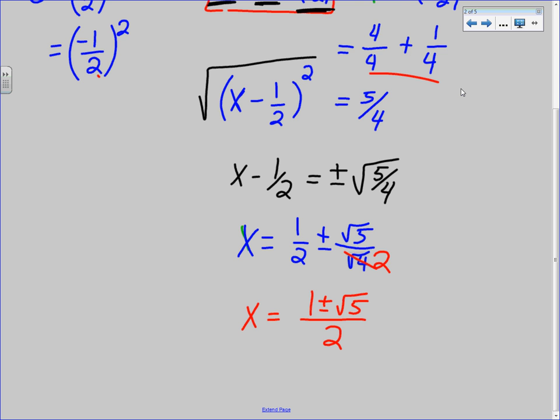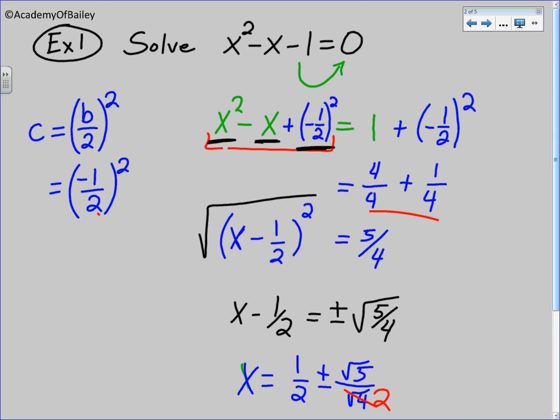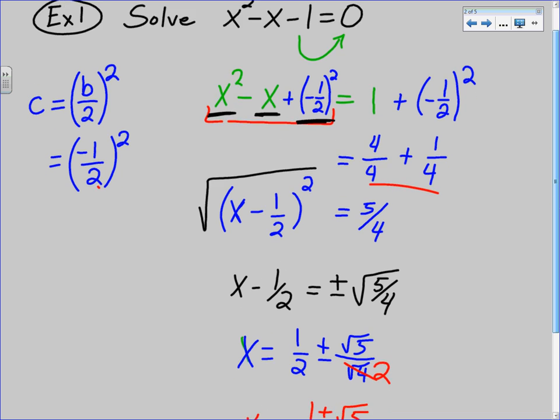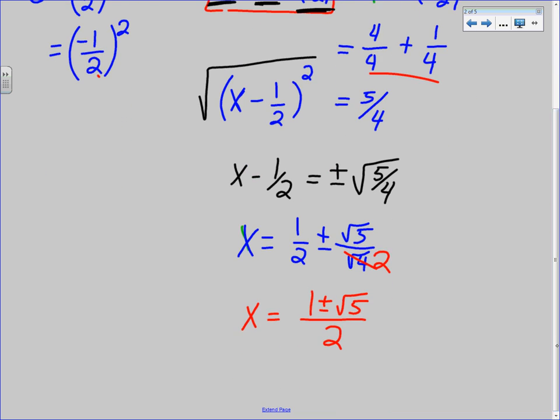Since this is a quadratic, you should have 2 solutions. You don't always have 2 solutions, but you should always have 2 roots, whether they're real or imaginary, or sometimes you have one root. But if we look, that plus or minus right there will give us both of our solutions, both of our roots.